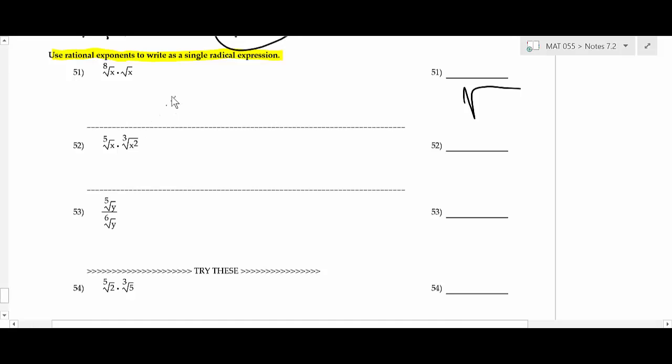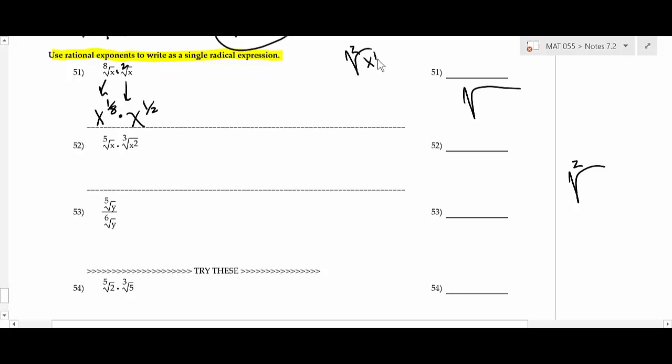First of all, how would you write the 8th root of x as x to a power? What would that be? X to the 1/8, right? Because that's understood to be a 1. So let's write that as x to the 1/8. How about the square root of x? How do you write that? Students forget that all the time because they don't see the 2 there. You have to understand that if it's a square root, that's a second root. We just don't write it there. So the square root of x is really 1/2.